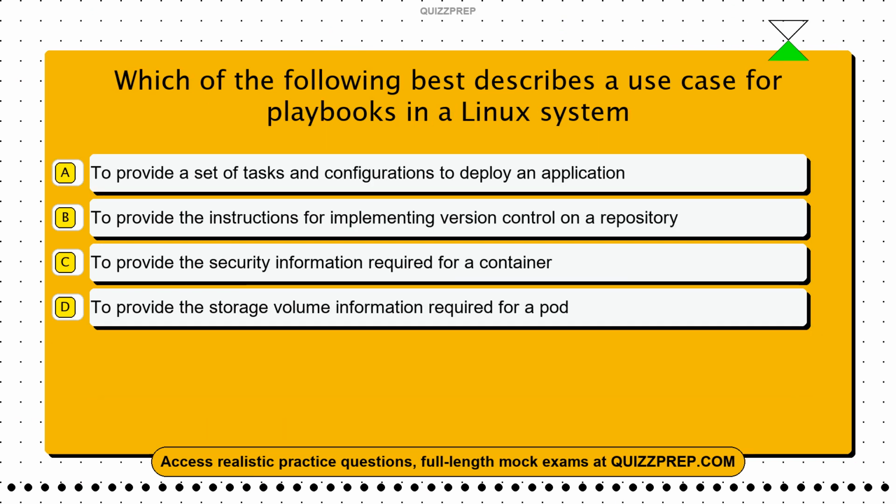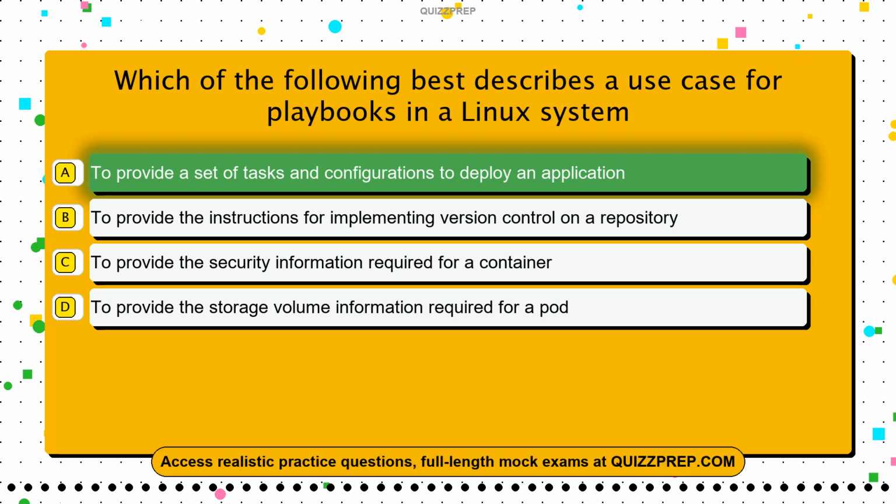Question 31. Which of the following best describes a use case for playbooks in a Linux system? Option A. To provide a set of tasks and configurations to deploy an application. Option B. To provide the instructions for implementing version control on a repository. Option C. To provide the security information required for a container. Option D. To provide the storage volume information required for a pod.